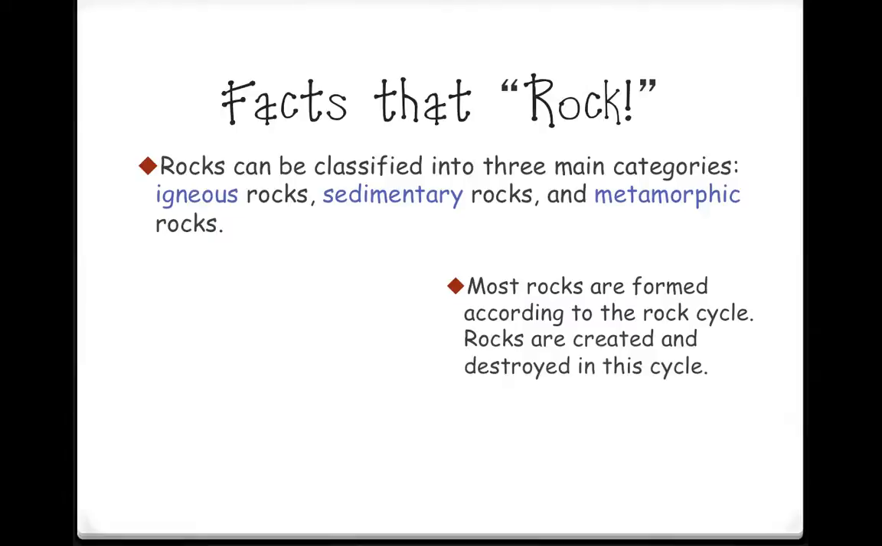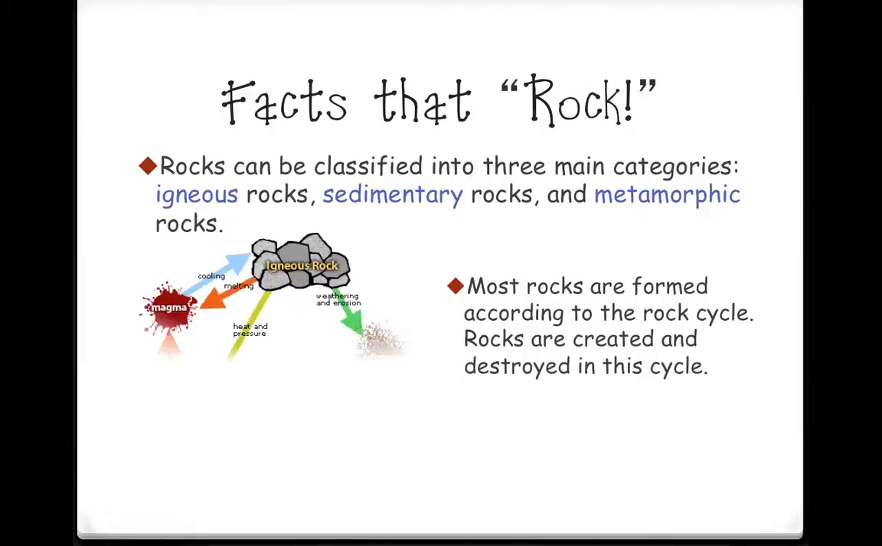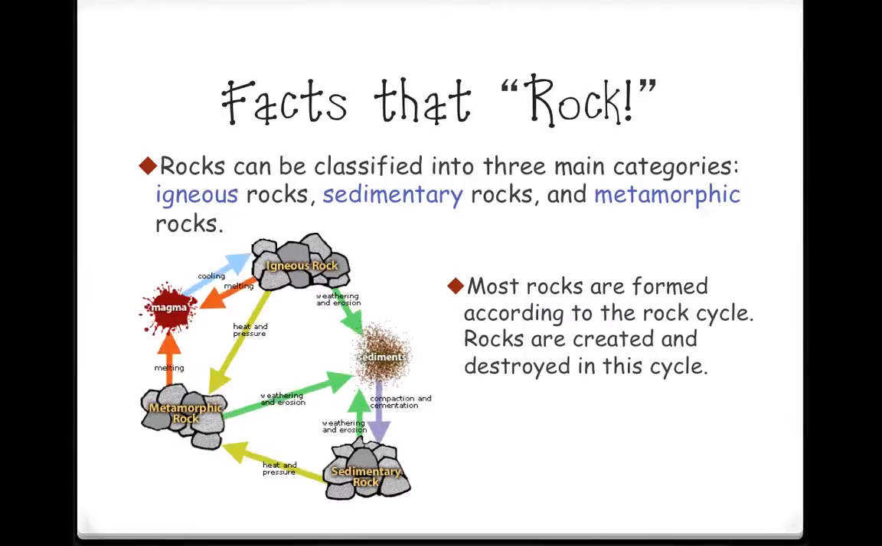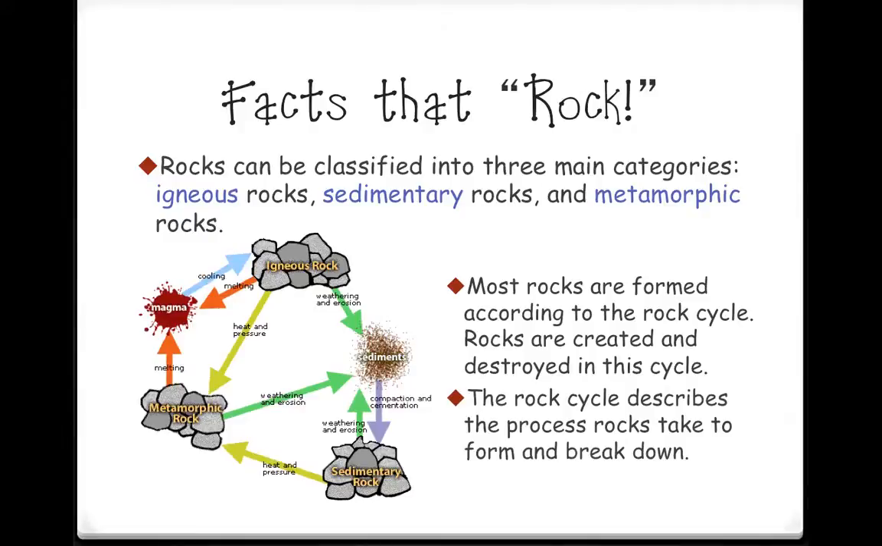Most rocks are formed according to the rock cycle. Rocks are created and destroyed in this cycle, and it is an ongoing, ever-changing process. The rock cycle describes this process that rocks take to form and break down. We'll learn more about this a little bit later.